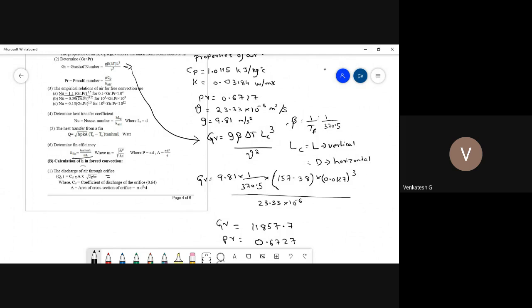First, this is the part for forced convection. We need to calculate the discharge of air because here we are going to use the blower in forced convection. For that we use Q is equal to Cd into A into root over 2gHa. Cd is the coefficient of discharge, A is the area of cross section of the orifice. If you substitute all the values in this equation, we are going to get Qa as 3.447 into 10 power minus 3 meter cube per second. That is the discharge.